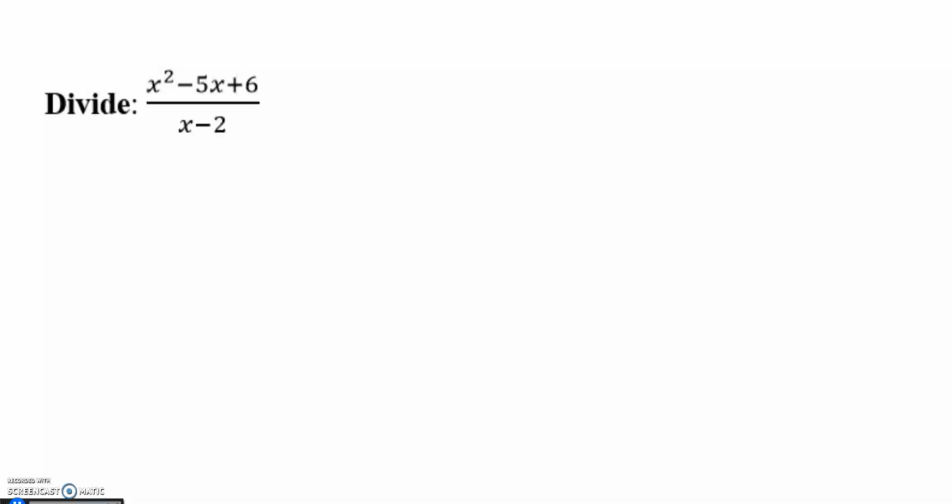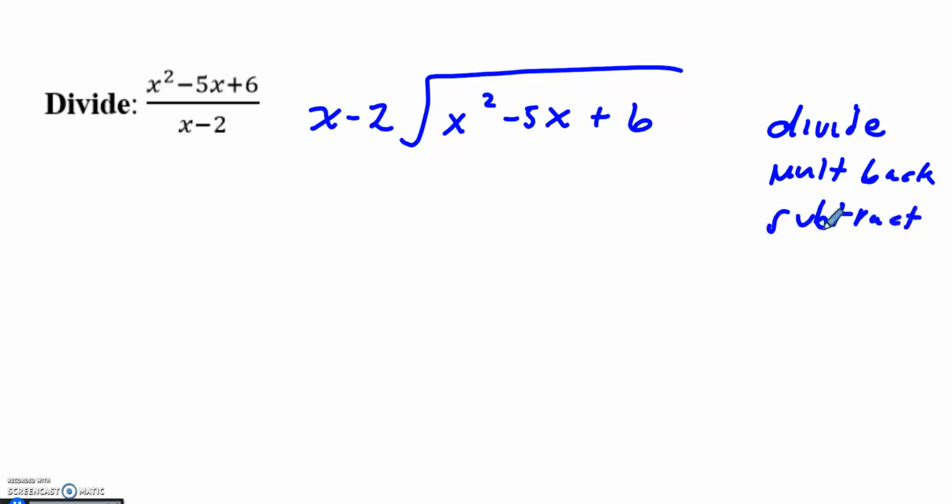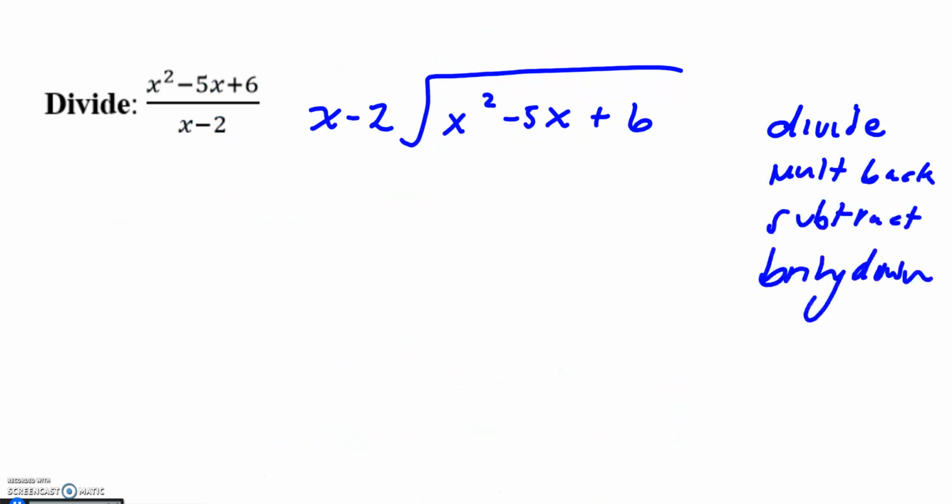Let's divide polynomials. Okay? So my goal is to divide x minus 2 into x squared minus 5x plus 6. What we want to do is follow the same idea as the previous example. We would like to divide first, then multiply back, then subtract, and then bring down. And this example is the same example as the factoring one. So we know these should be our answers. So let's see what happens here.